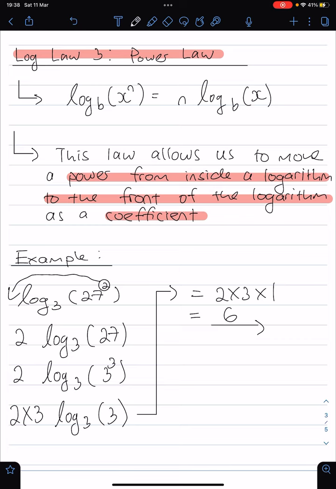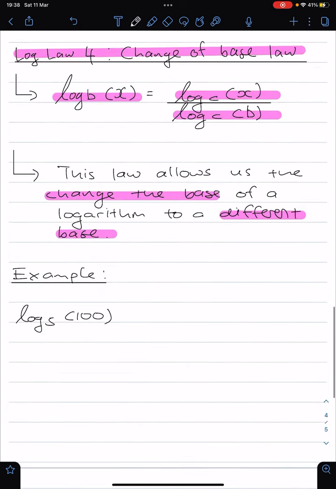Let's go on to our last one. The last law is the change of base law. So if we have log b (x), this then equals log c (x) divided by log c (b). So what you see here is that if we divide by the same base, we can then change the base of the logarithm. In simple terms, this law allows us to change the base of a logarithm to a different base.